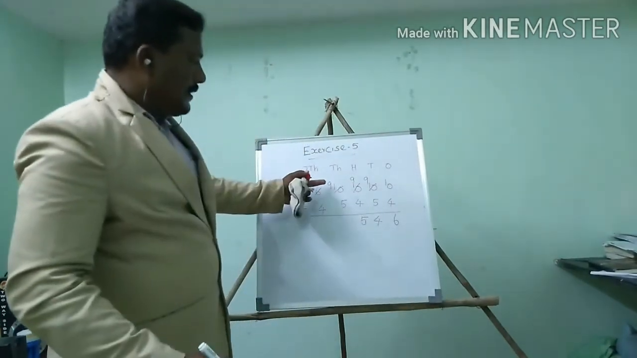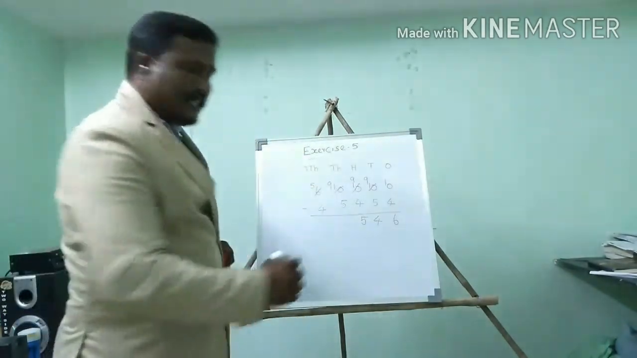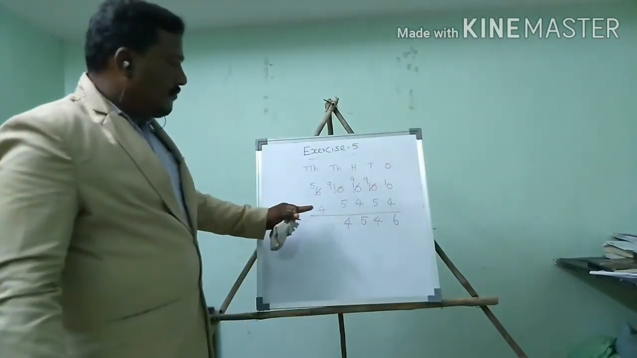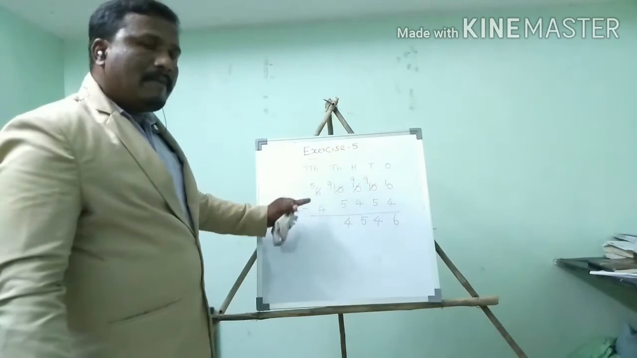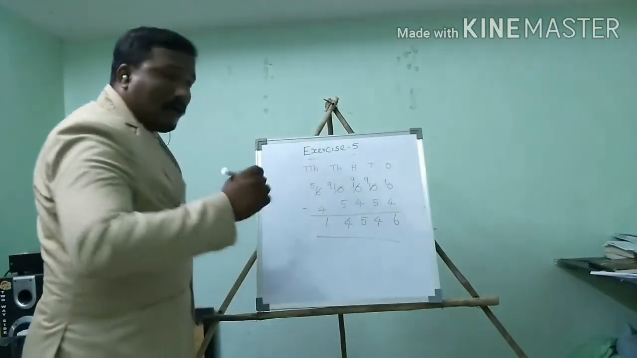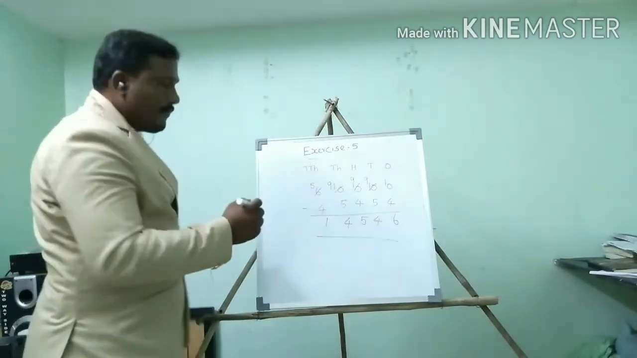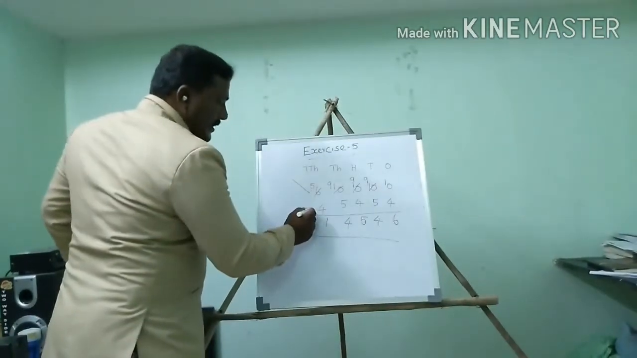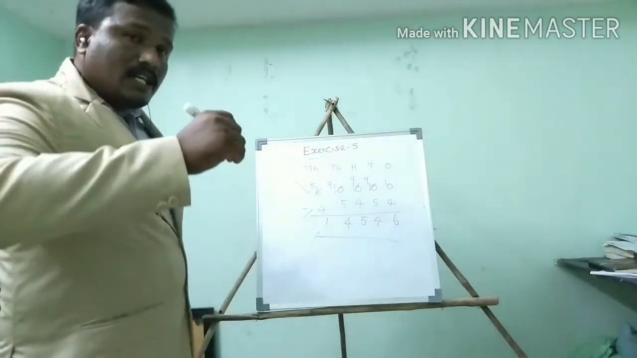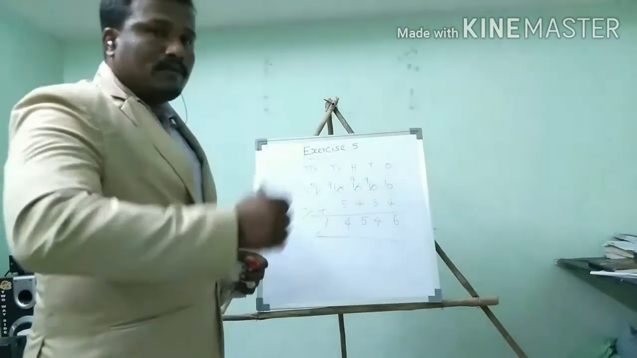Okay. Then 9 minus 5. The difference is 4. Here 5, here the downside 4. So 5 minus 4, remainder 1. So you have to mention every time: this is the minuend, this is the subtrahend, this is the difference. You have to mark it in your notebook. Okay.